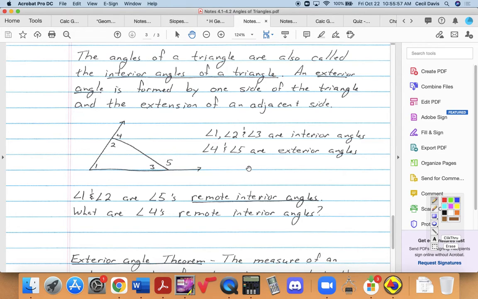Anyway, here's a cool thing. Sam, estimate how big you think angle 1 is. It doesn't matter if you're right or not, just estimate. 50? Okay. And then Jake, give me how big you think angle 2 is approximately.